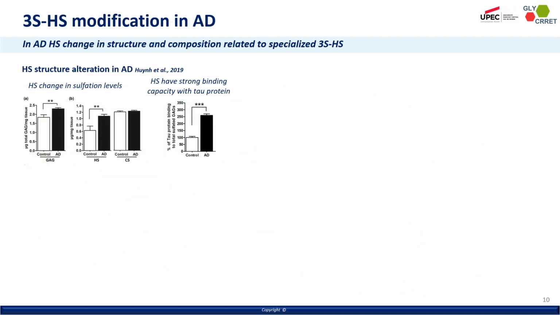In Alzheimer's disease, we saw that heparan sulfate changes in structure and composition. Here we have a result that we published in 2019, where we took human postmortem hippocampal tissue, extracted glycosaminoglycans, and quantified them. The result shows that in Alzheimer's disease, we have an increase of total sulfated glycosaminoglycans. This increase can be correlated to an increase of heparan sulfate. We also saw that in Alzheimer's disease, heparan sulfate had strong binding capacity with the tau protein. Overall, in Alzheimer's disease we have a change in structure and composition that could be related to a change in the quantity and the quality of heparan sulfate.